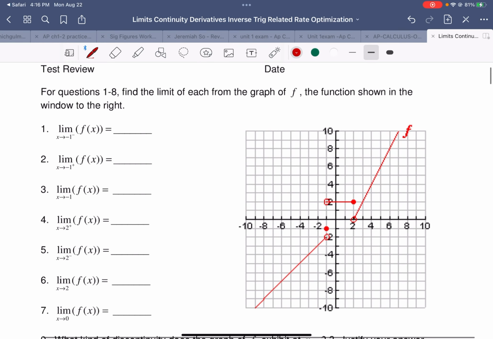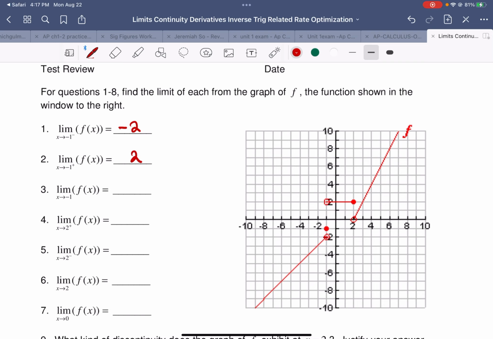Number one, limit as x approaches -1 from the negative side. What does f of x approach? So -1 is right here. From the negative side, it approaches right here, so your answer should be 2. Now, when x approaches -1 from the positive side, you follow this line, so the answer is... oh, the other one is a -2, by the way. So this is 2, and this is -2.